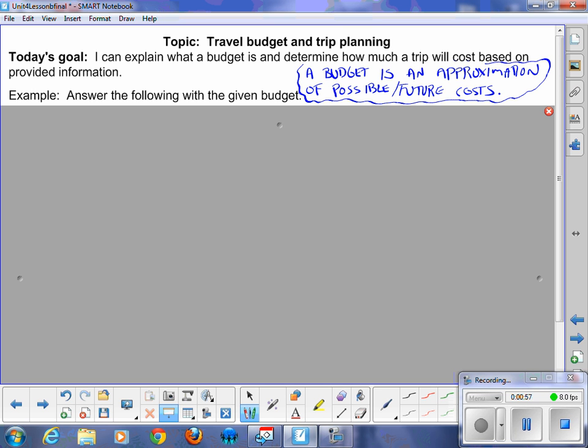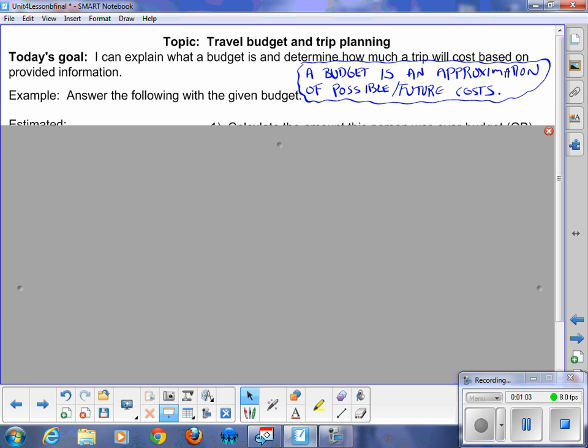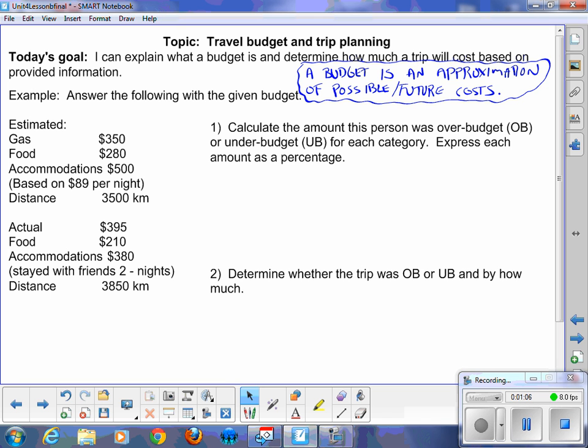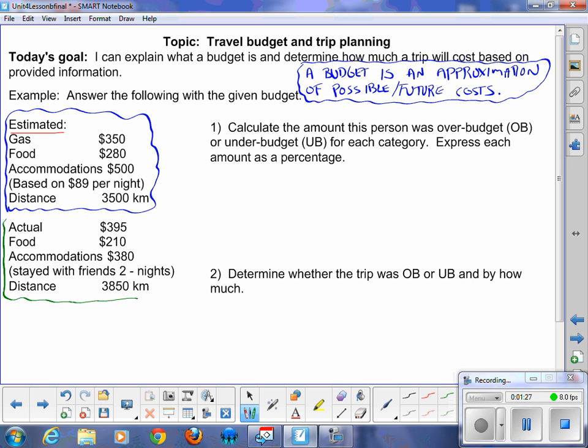I'll talk about the assignment that's associated with this once I get through the examples for you. So, answer the following about the given budget. What you're going to be given in the homework is this right here: the estimated budget, which is what you would do prior to leaving on a trip. Down below is the actual budget. So when you get back from the trip, you can reflect on how close you were to your budget and how much you actually saved from your trip. So you'll be given those two pieces of information to work with.